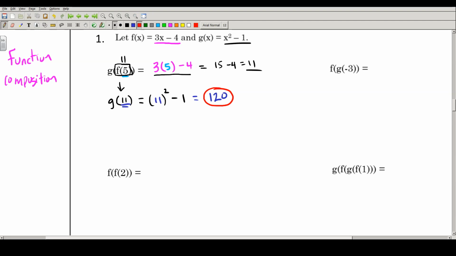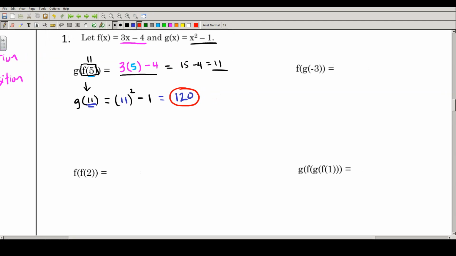All right, let's try another one. So let's try this one over here. This is f of g of negative 3. It's a function composition because we're taking two functions and putting them together. It means that all the inputs that are going to go inside of f are going to be outputs of whatever the function g is. So you're really connecting them together. The input of one of them is the output of another function.